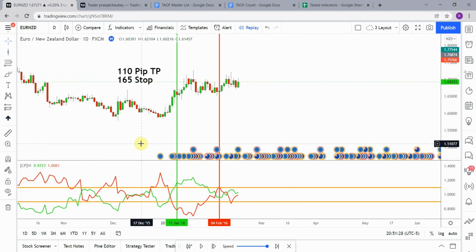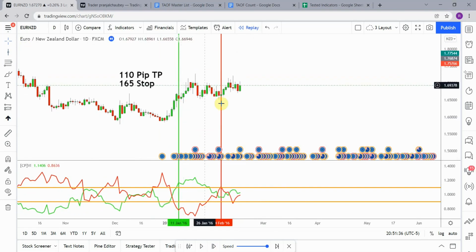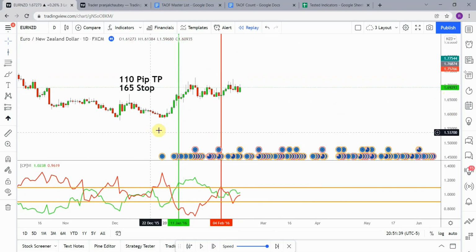All right, so the first signal that we pick up is a long signal. You can see right here, we get the signal right here, and almost immediately price action takes a nice push to the upside, getting us to take profit.